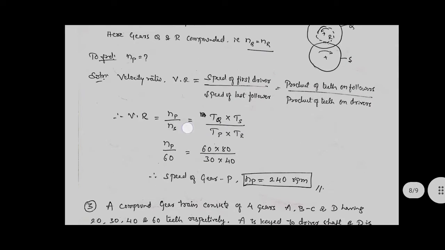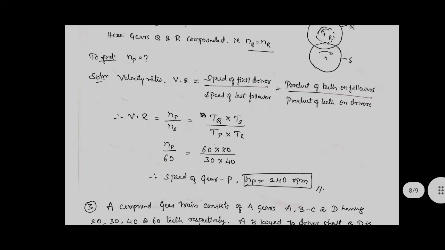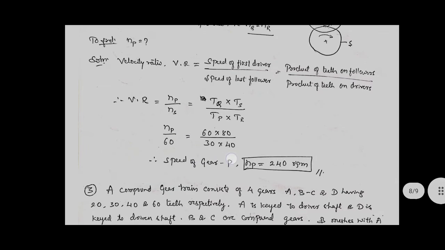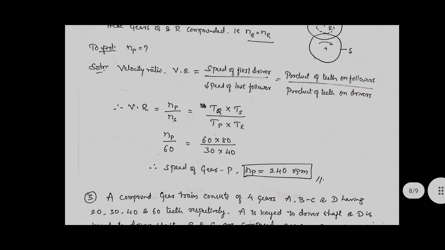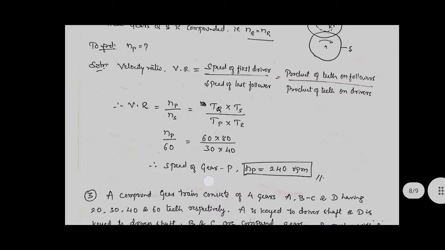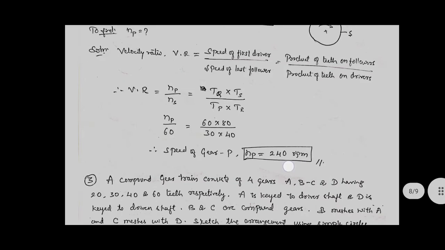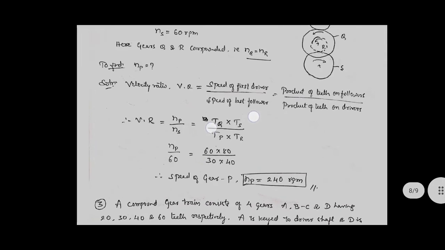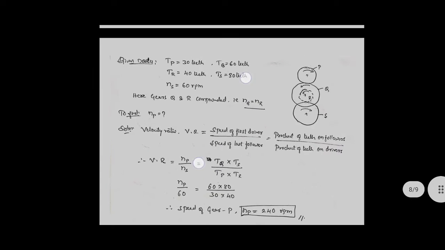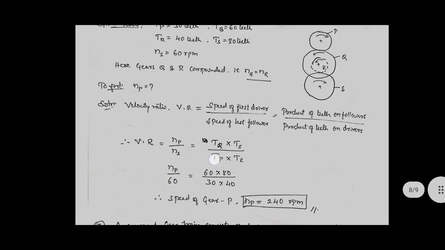So you just have the equation, you have to remember this, and you can write NP by 60 equals 60 into 80 by 30 into 40. So the speed of gear P is nothing but 240 rpm. As per the solution, you are going to get this much value. So this is a 5 to 6 marks question for compound gears. It's a simple one. You only have to remember this equation.